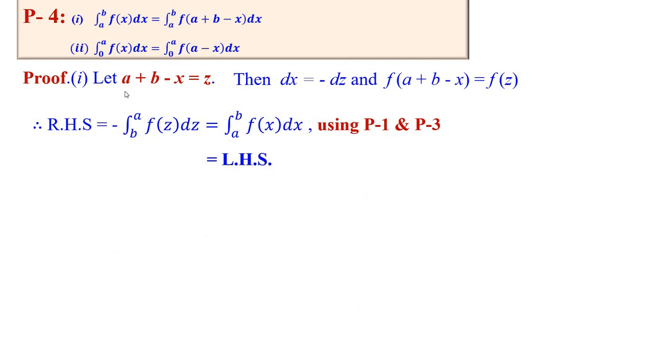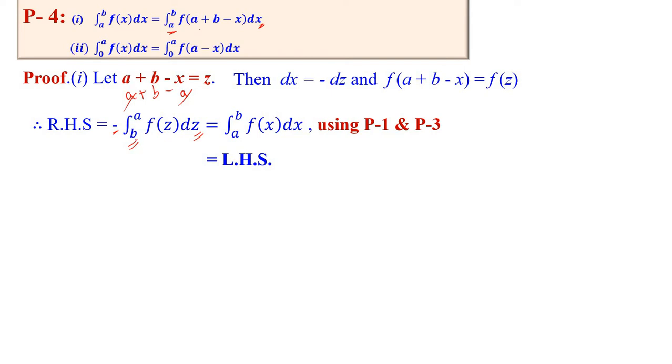When you substitute the limit, you are substituting for x the lower limit a. So when x takes the value a, you have a plus b minus a. So you can cancel these two out, so your z will take the lower limit as b correspondingly. We are replacing this dx by minus dz. So minus sign is here, dz we have, and for this you are replacing it by z.